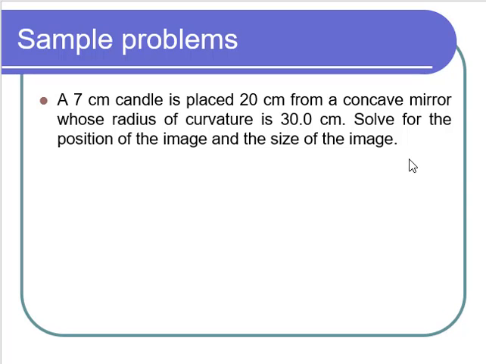Okay, so let's try to solve sample problems in mirrors. We have number 1. A 7 centimeter candle is placed 20 centimeters from a concave mirror whose radius of curvature is 30.0 centimeters. Solve for the position of the image and the size of the image. So we are looking for the di and also the hi. We're given here the height of the object and then the distance of the object. And R is equivalent to 30.0 centimeters. So let's start.